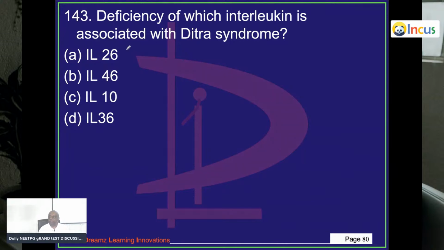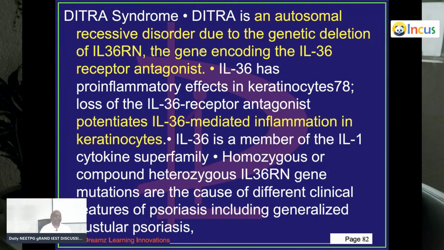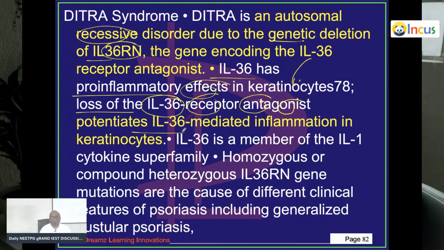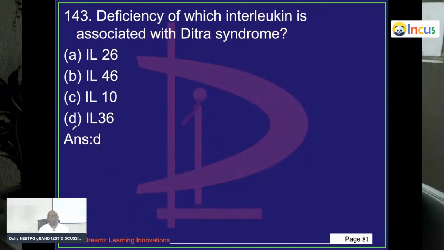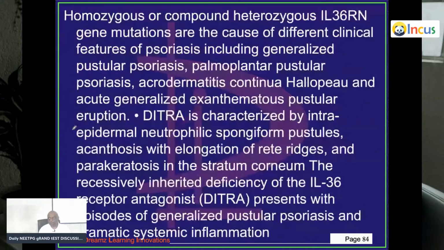Which interleukin leads to DITRA syndrome? First, what is DITRA syndrome? It is an autosomal recessive disorder because of interleukin 36 receptor antagonist genetic deletion. Interleukin 36 has pro-inflammatory effects on keratinocytes. Loss of this interleukin 36 receptor antagonist will potentiate this interleukin 36 mediated inflammation on keratinocytes. That is DITRA.